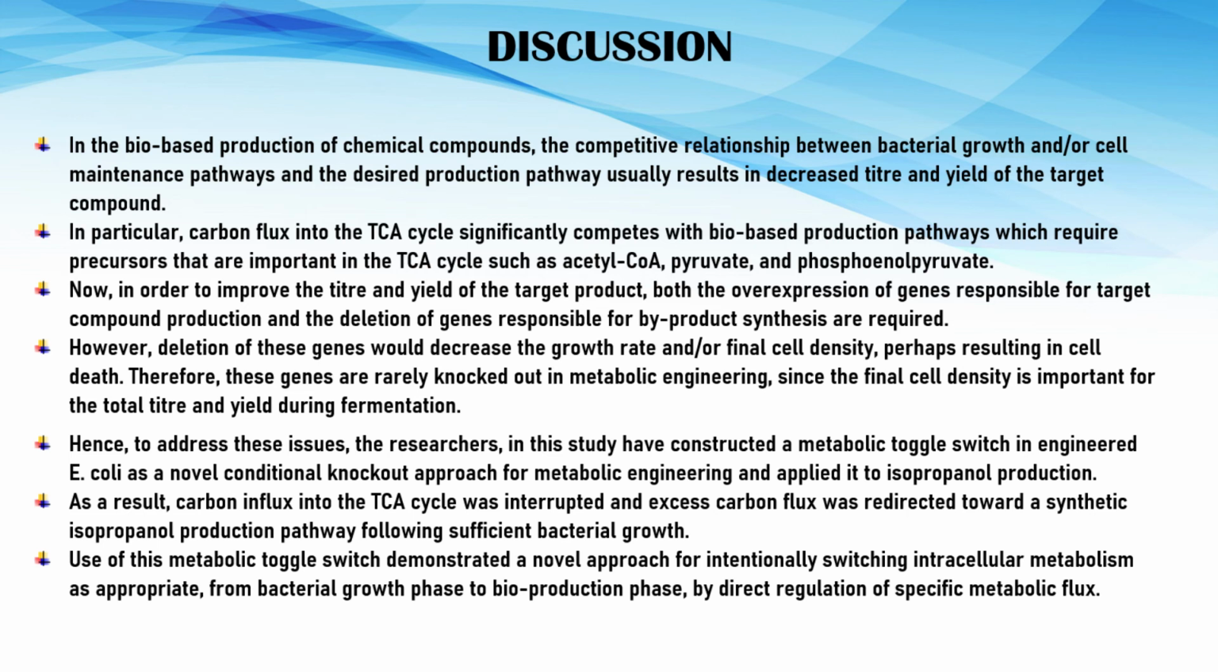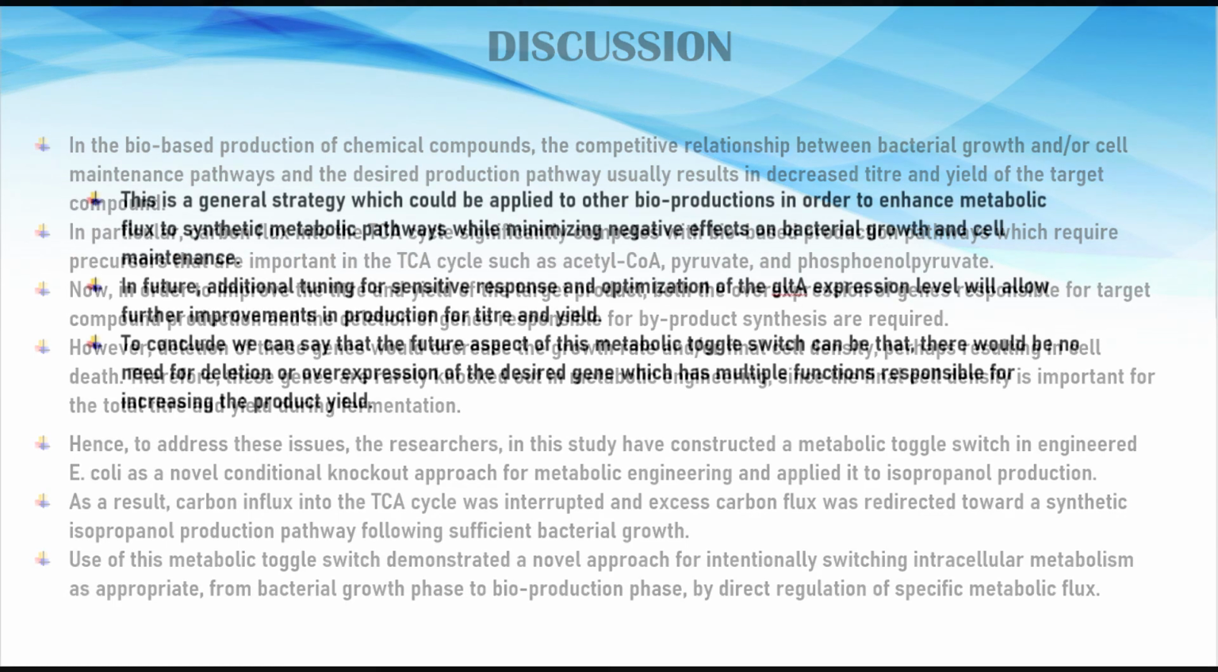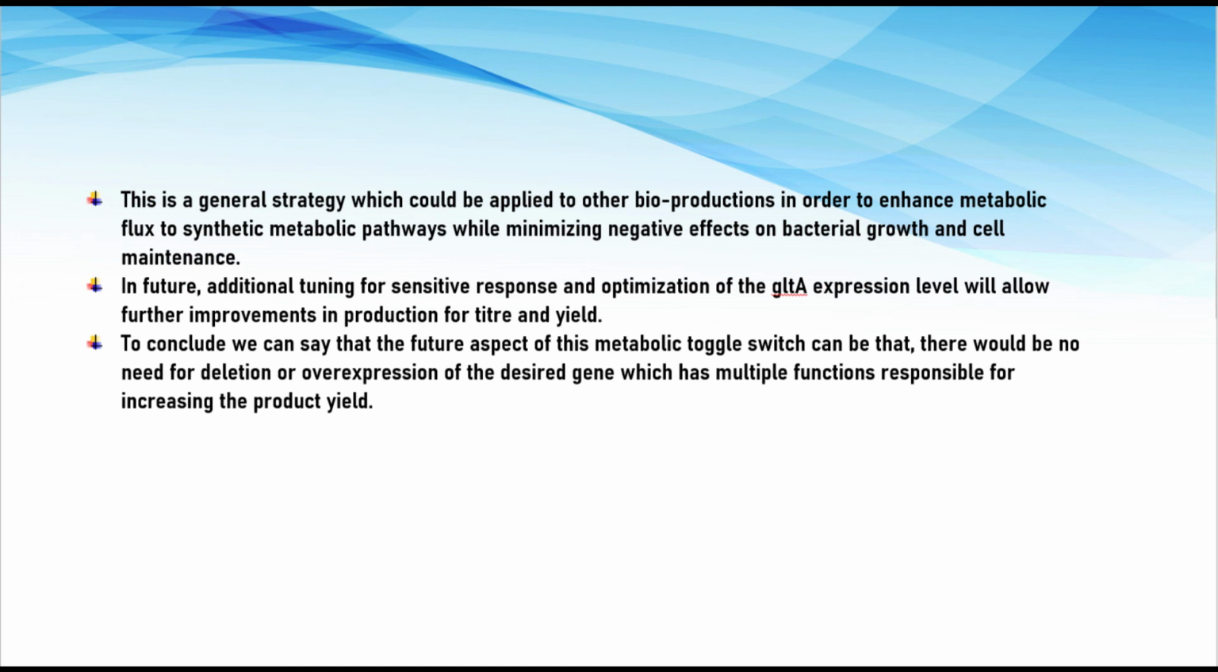As a result, carbon influx into the TCA cycle was interrupted and excess carbon flux was redirected towards the synthetic isopropanol production pathway following sufficient bacterial growth. Use of this metabolic toggle switch demonstrated a novel approach for intentionally switching intracellular metabolism as appropriate from the bacterial growth phase to the bioproduction phase by direct regulation of specific metabolic flux. This is a general strategy which could be applied to other bioproduction in order to enhance metabolic flux to synthetic metabolic pathways while minimizing negative effects on bacterial growth and cell maintenance.